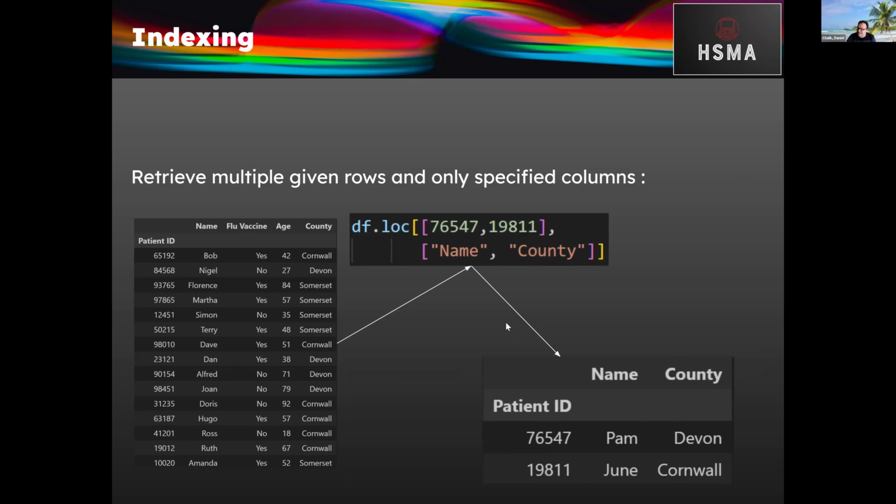I can do both at the same time. I can say I want these particular rows for these particular records, but I only want to see these columns. I don't need to see the whole data frame. So here I want the records for these 2 patients, but I only want to see their name and county. And again, out pops a little mini data frame which has that information. And it's important to state whenever it passes it back, it's passing back a data frame itself.